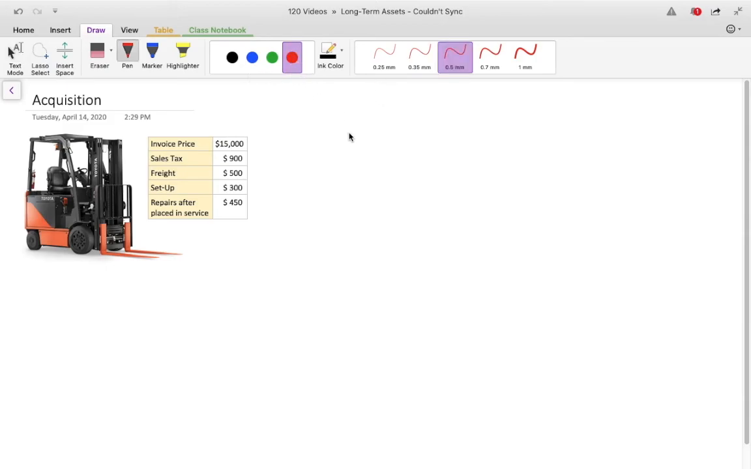So when we look at spending money on a long-term asset, we have to talk about how we record this. Now, when we incur a cost, it can be classified and accounted for in 2 ways. A cost can either be capitalized or it can be expensed.